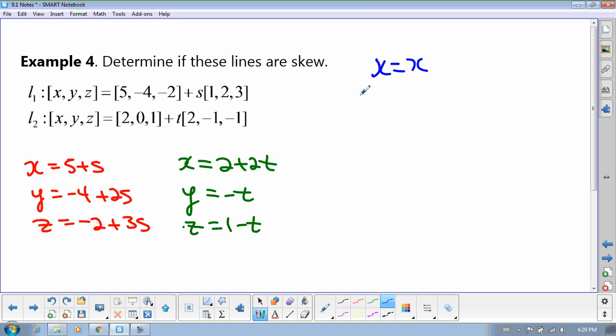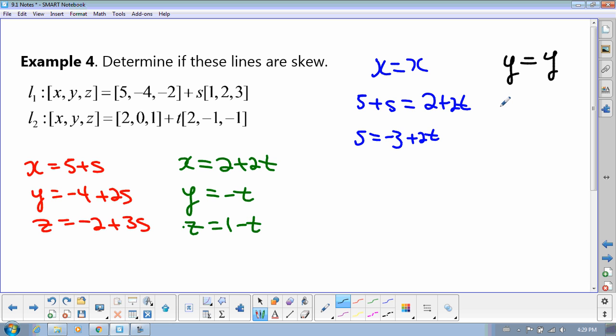x equals x. So I have 5 plus s equals 2 plus 2t. So that means s is going to equal, when I move that over, we are going to have 2 minus 5 is negative 3 plus 2t. So that's s. Now I'm going to do the same thing with y. So y equals y. We have negative 4 plus 2s equals negative t.